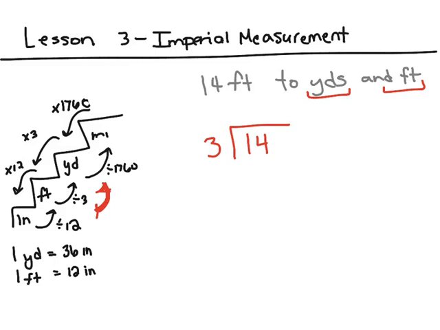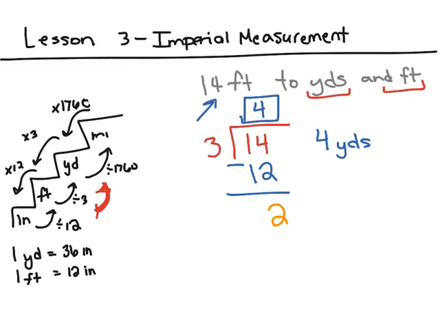3 goes into 14 4 times. 4 times 3 is 12. Subtract the difference, so 14 minus 12 is 2. So this 4, this is how many yards we have. We know that 4 yards happen in 14 feet, and there's 2 feet left over. So our answer, 14 feet in yards and feet, is 4 yards, 2 feet.